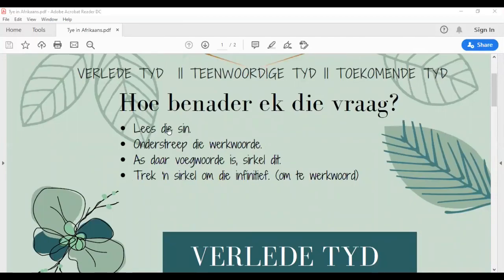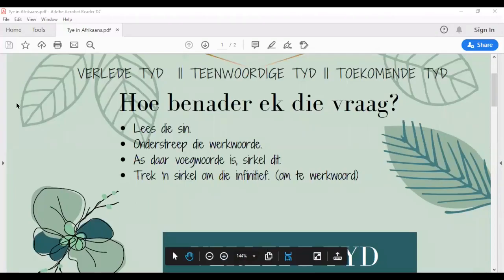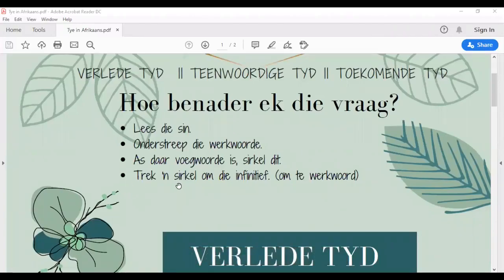I'll say again, how do I approach this question in the exam? What steps do I need to take? First, we read the sentence. Underline the verbs. If there's a conjunction, we're going to circle it. Like I said, we're going to discuss that further in class, so it's fine. And then if there's an infinitive, we make a whole circle around the infinitive. So if you don't know it now, if you do not understand, then it's fine. We're going to discuss it in the class as well.